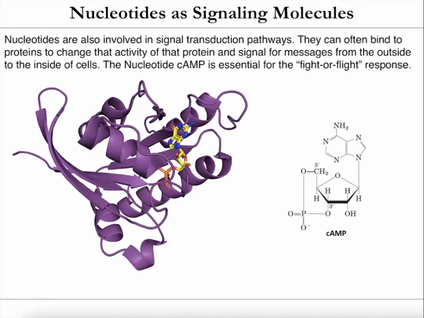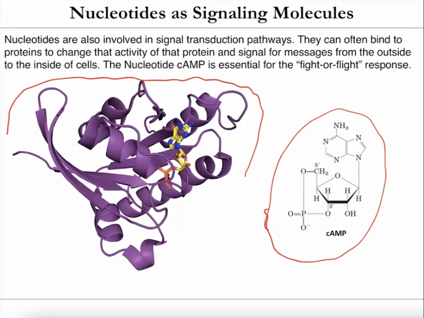epinephrine. That binds to cells, and then they'll start making molecules like this, a nucleotide called cyclic AMP, and it will completely change the environment of the cell and prepare it and other cells to have a response to allow you to get away from that lion. These signaling pathways are also important for things like cell growth.